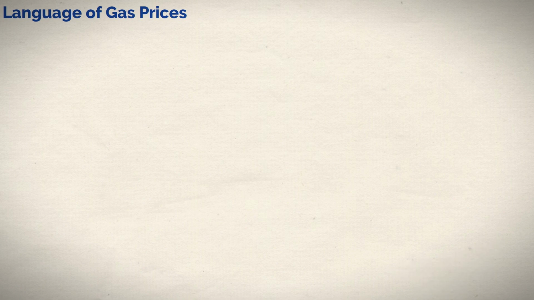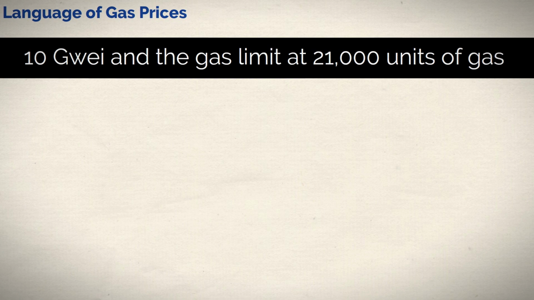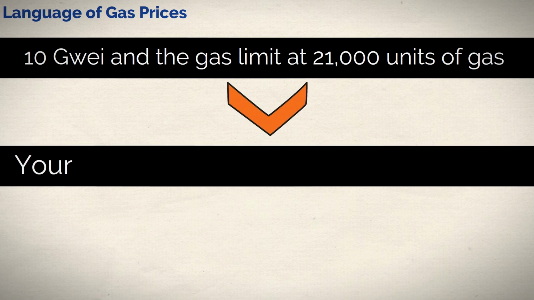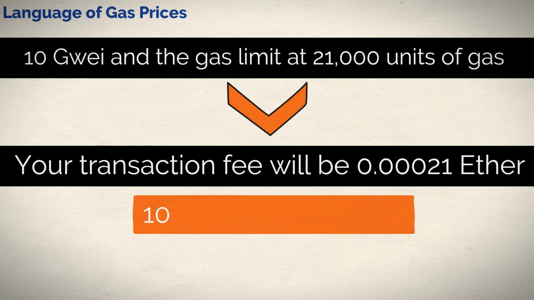For example, if you set the gas price at 10 gwei and the gas limit at 21,000 units of gas, or the amount of gas required for a standard transaction, your transaction fee will be 0.00021 ether, or 10 gwei times 21,000 gas.